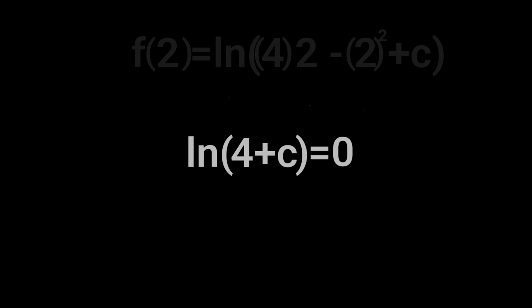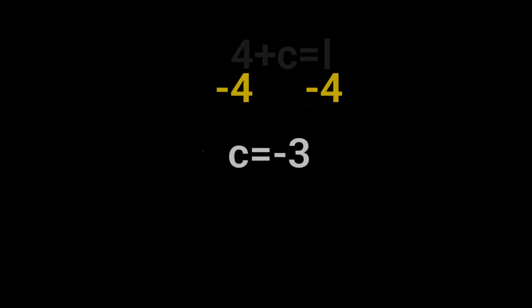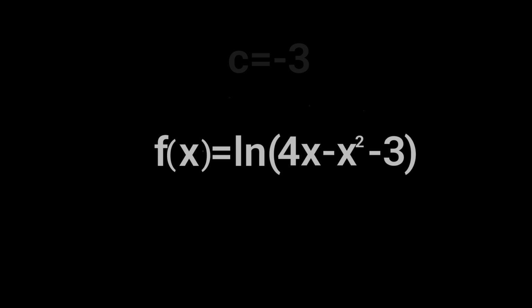Now, in order to get rid of this ln, we're going to use e. So we're going to raise e to the ln, which will be 1. Then e to the 0 also will be 1. And then we have 4 plus c equals 1. Now, in order to solve for c, we've got to subtract 4 from both sides, and that gives us c equals negative 3. Now we're going to take that negative 3 and plug it in for c. So once we plug in, we have f of x equals ln of 4x minus x squared minus 3.